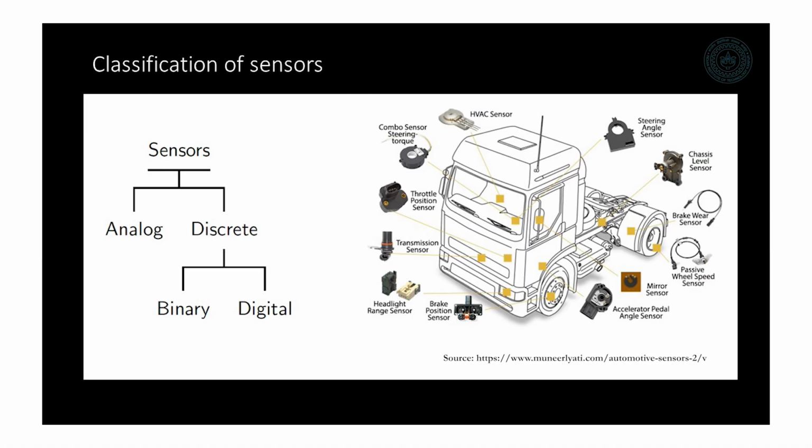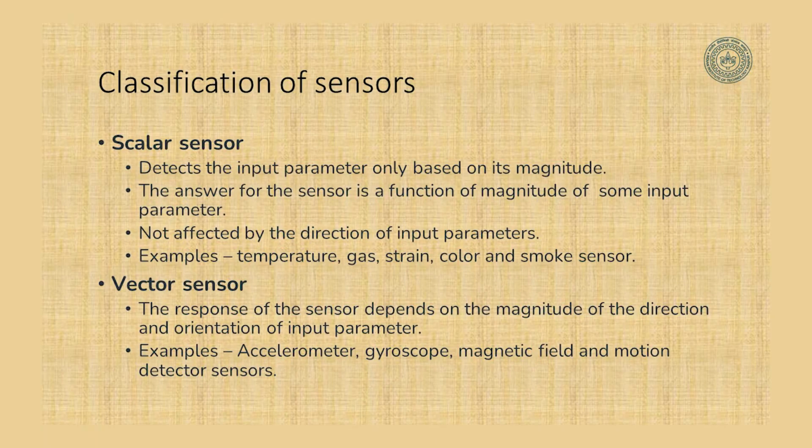There is a passive wheel speed sensor here. There is a brake wheel sensor here. There is a chassis level sensor here. There is a steering angle sensor right here. So, all of these sensors are located all over the truck. So, you can see in a complex product like a truck, you have loads of sensors and they are making lots of measurements. The third classification of sensors is into scalar and vector.